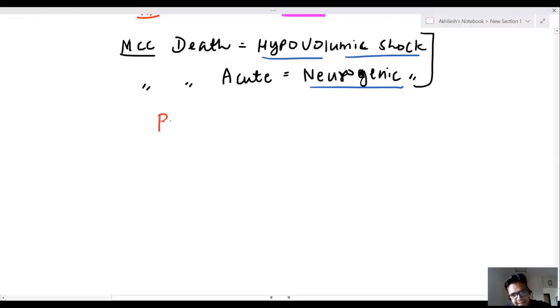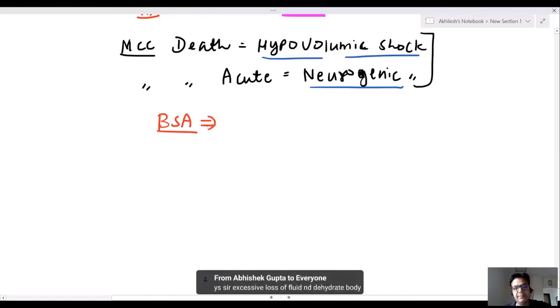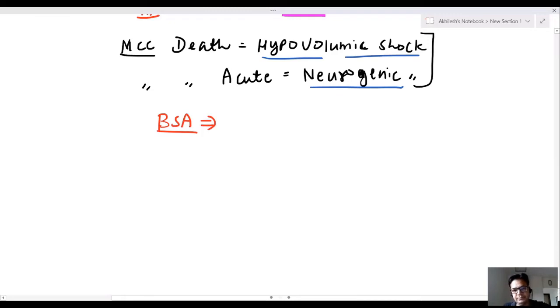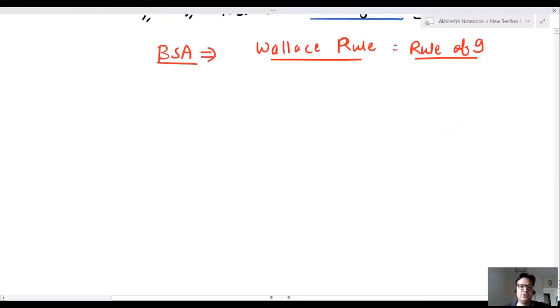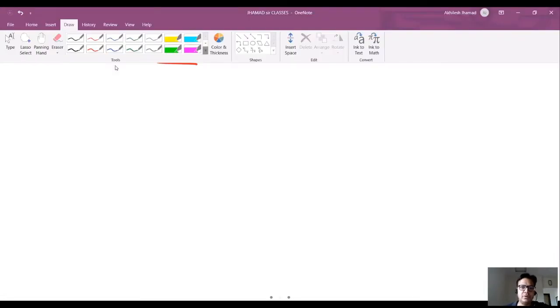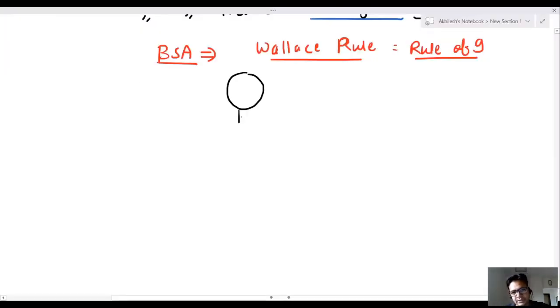Now, body surface area, BSA. To calculate body surface area, yes, sir, there is excessive loss of fluid and a dehydrated body. Body surface area is calculated by the Wallace rule. And sir, the Wallace rule is the rule of 9. Now, sir, what is this rule of 9? You can see.